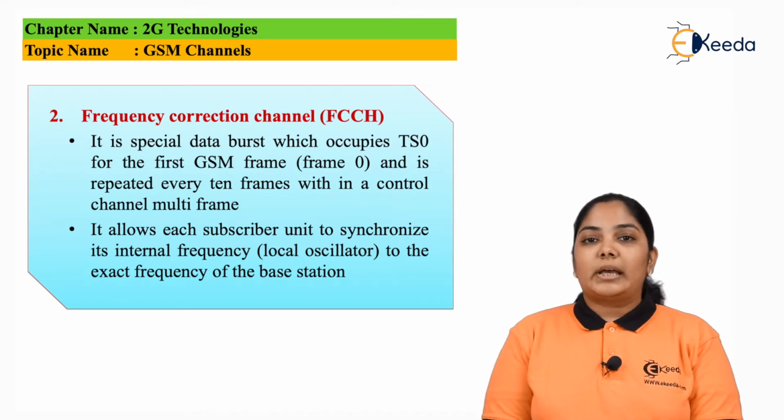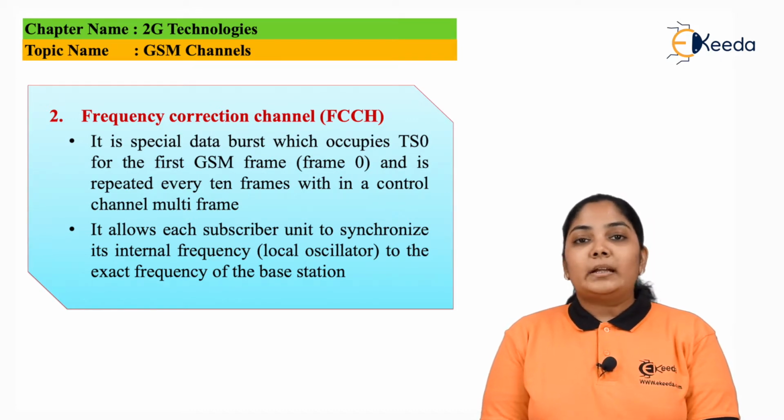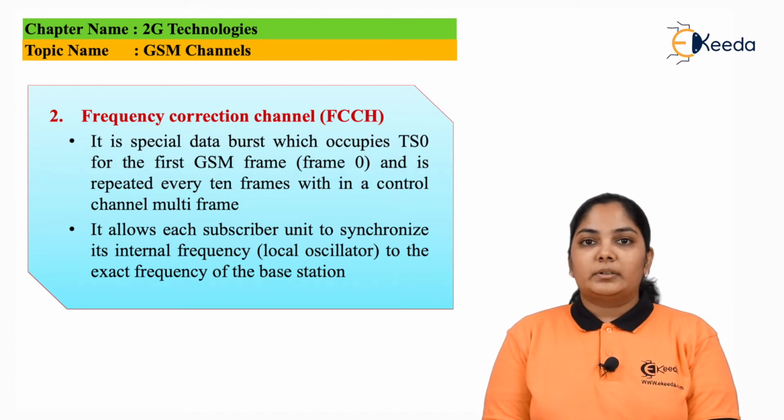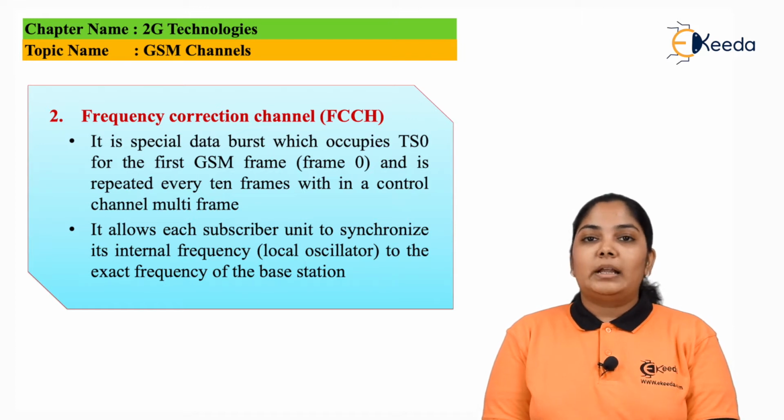This GSM channel allows every subscriber unit to set up the frequency of its local oscillator depending on the instructions being received. That is, it is used for synchronization of the frequency of the mobile phone handset on the particular channel at which the mobile phone is communicating.